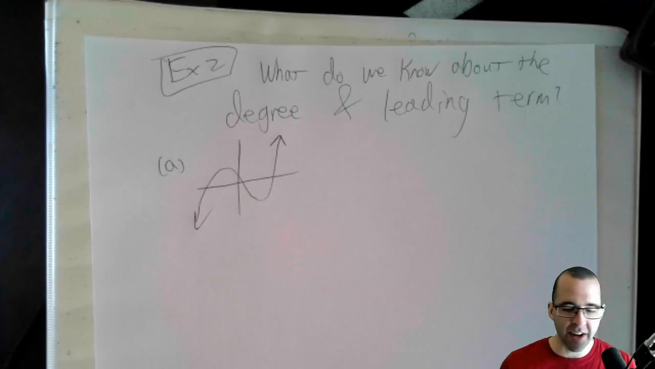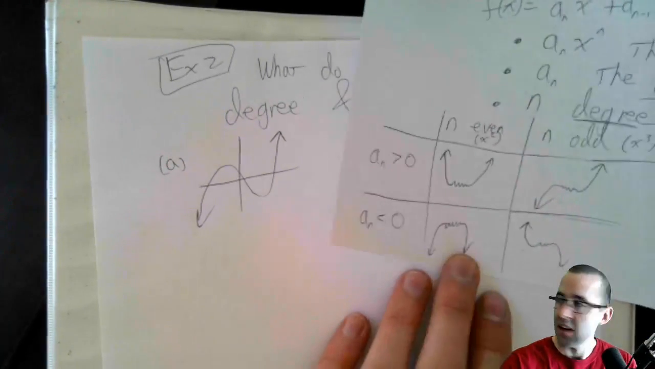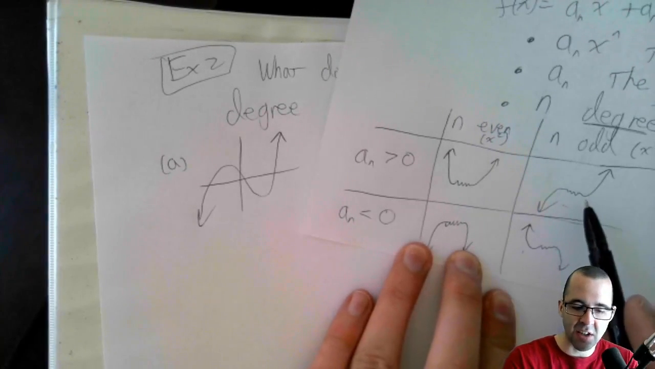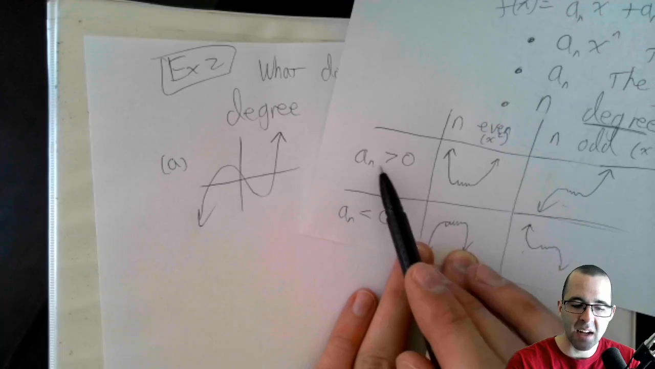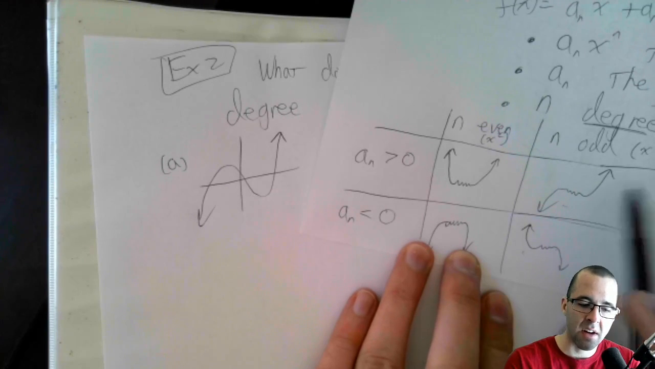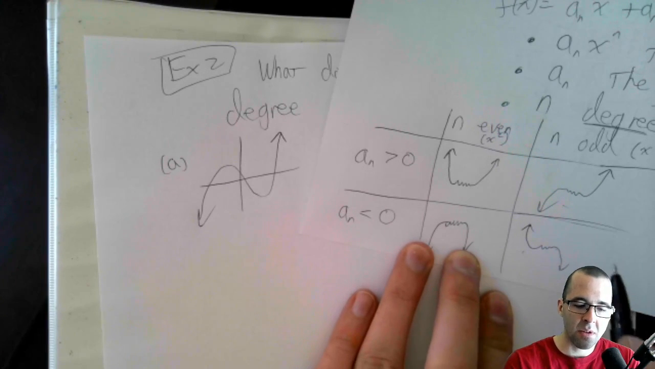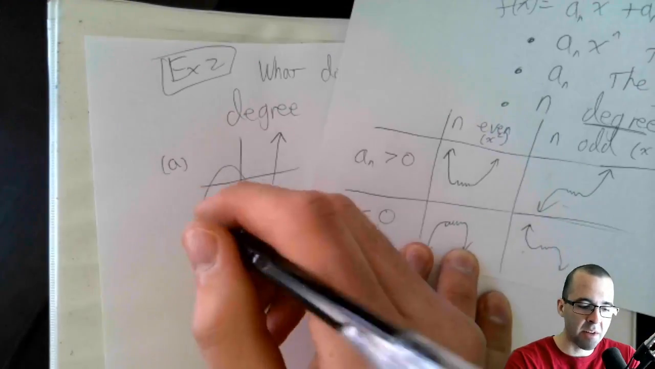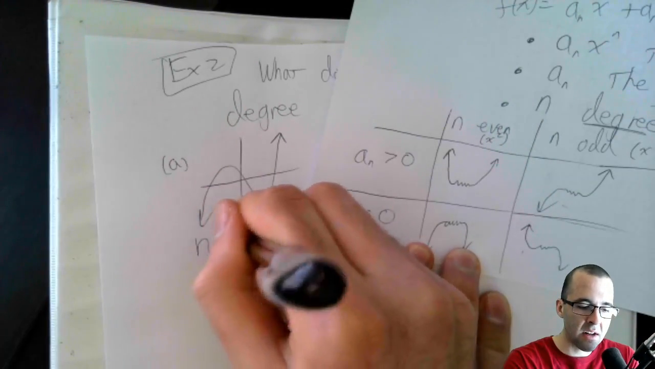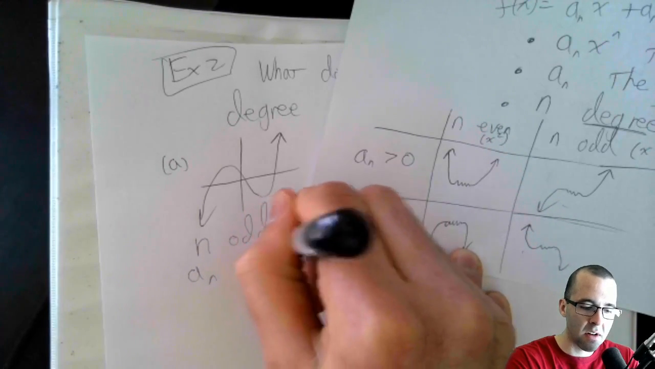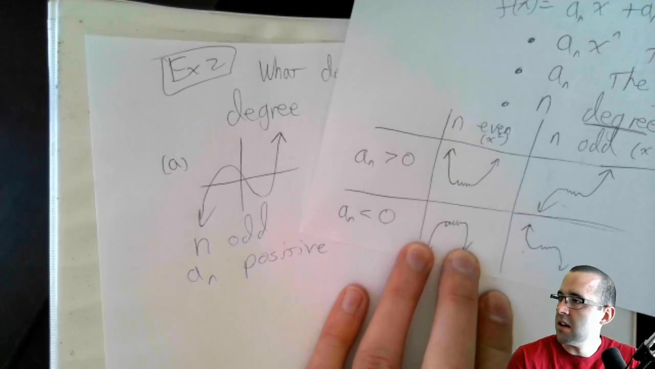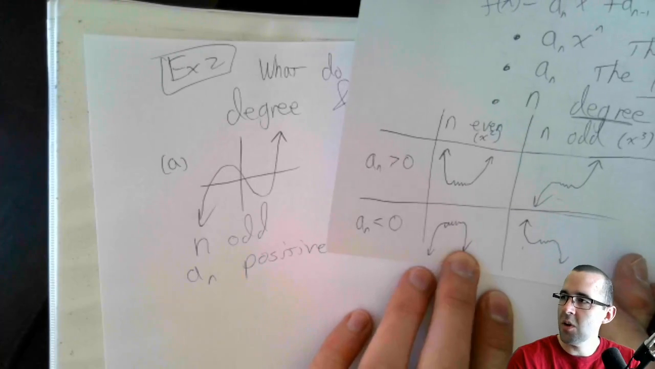It's odd and negative, very close. We have this situation right here for our end behavior. So it's an odd degree, but it's the positive case. All right. Side note. So again, n is odd. A sub n is positive. Side note, to know.